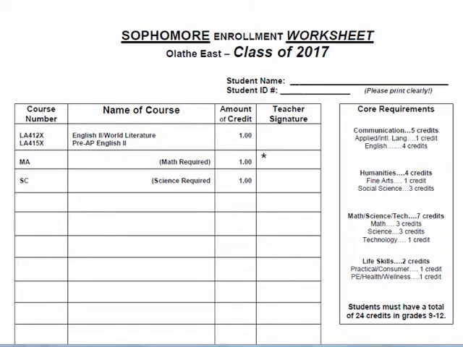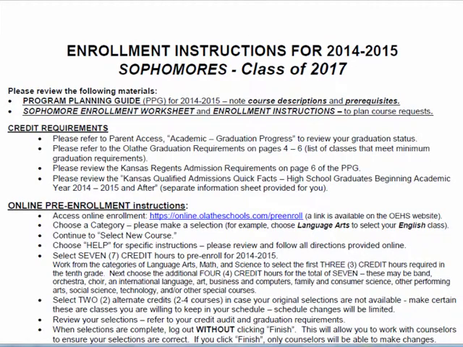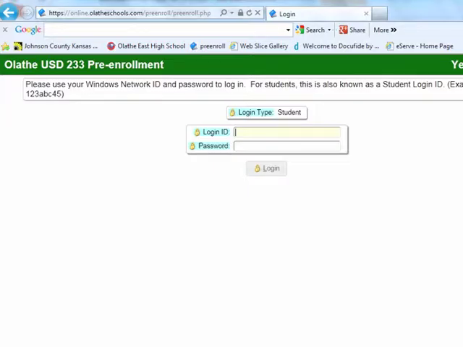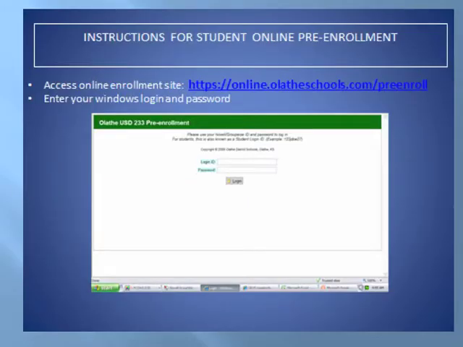At this time, please refer to your enrollment worksheet and your enrollment instructions. The worksheet instructions will take you step by step through the online enrollment process. Completing your worksheet will simplify the steps you need to take once you have logged into the online enrollment website. To log into the online website, click the link located on the Olathe East website. You will need to enter your email, username, and password.